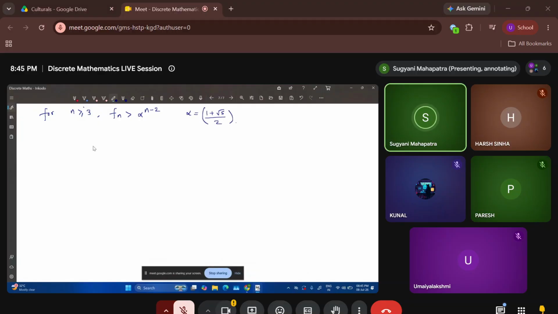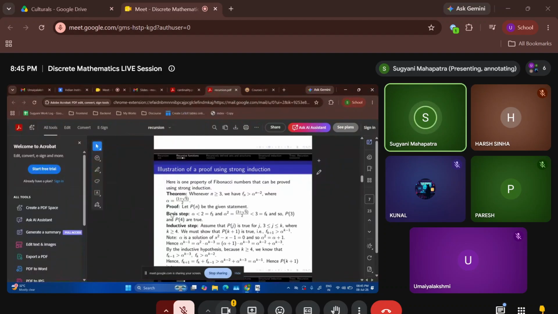So this is basically what the theorem is, and it's just saying that you have to prove it. It's not asking you to count the Fibonacci numbers or to find the Fibonacci numbers or anything. This is just a property of the Fibonacci numbers that they are proving. Okay, so let's see the proof.